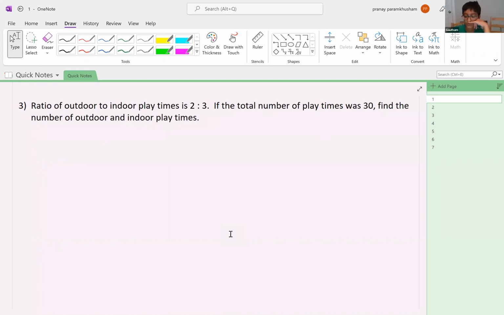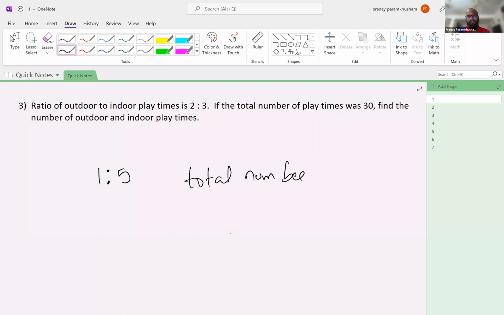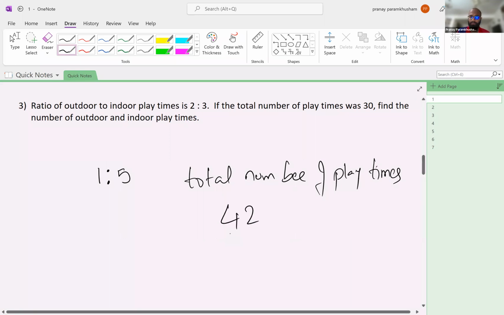Can you help me out on this one? Sure. So I'll be teaching you something else the same way. Let's say the ratio of outdoor to indoor plays is 1:5, and the total number of plays is 30. Yeah, you can say 30, but I don't want to give you the same number. I would give you 42.